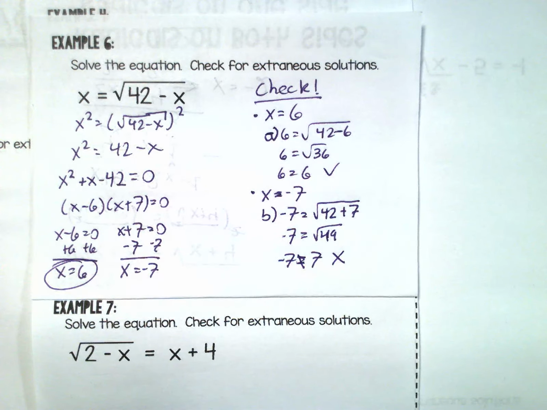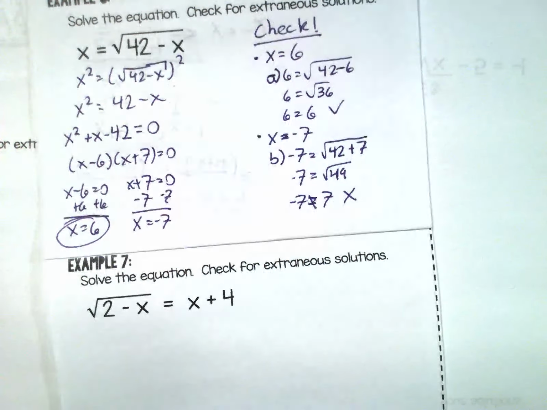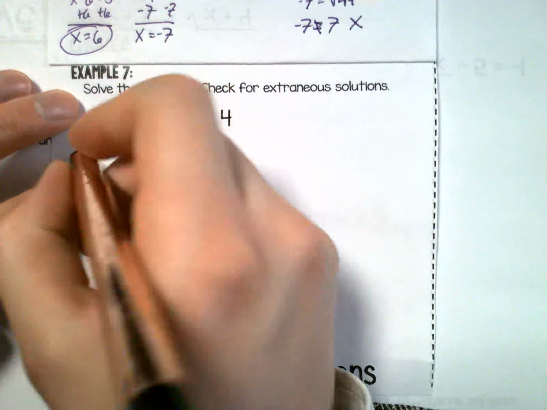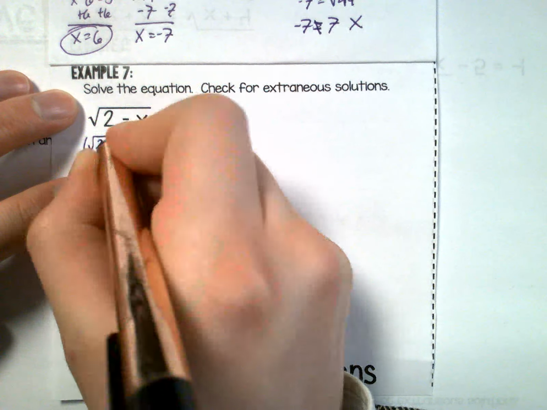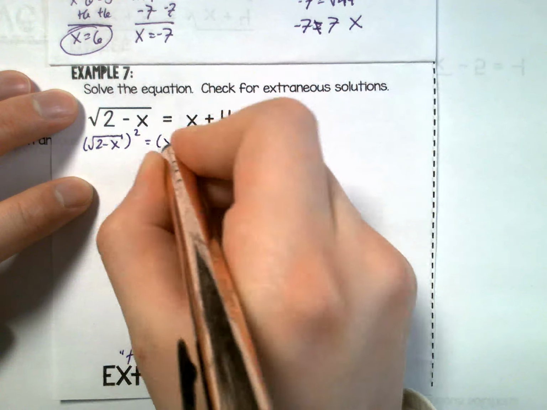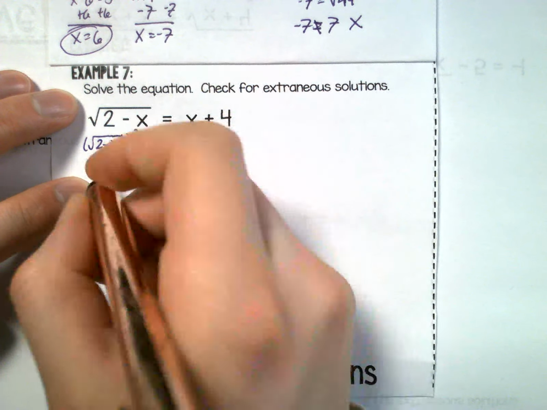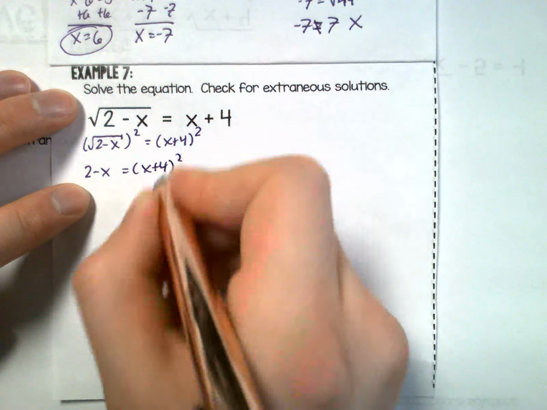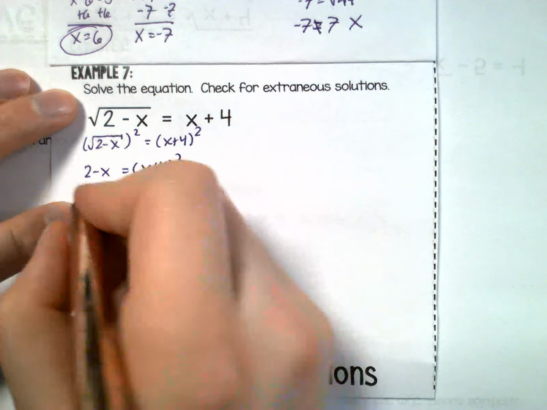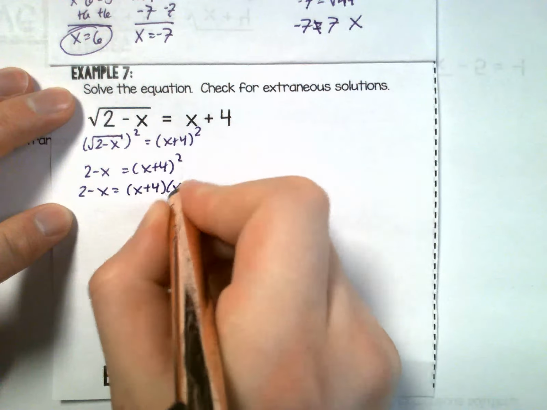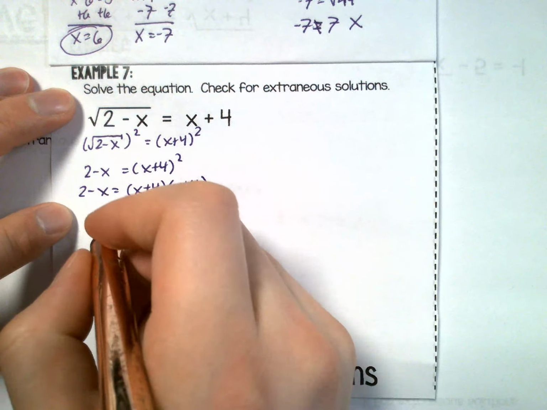And that's it. All right, last problem down here. Same thing as before, only just a little more complicated. So first things first, we're going to square both sides. That leaves me with 2 minus x equals (x plus 4) squared. Now, if you have (x plus 4) squared, what that actually translates to is 2 minus x equals (x plus 4) times (x plus 4), right?